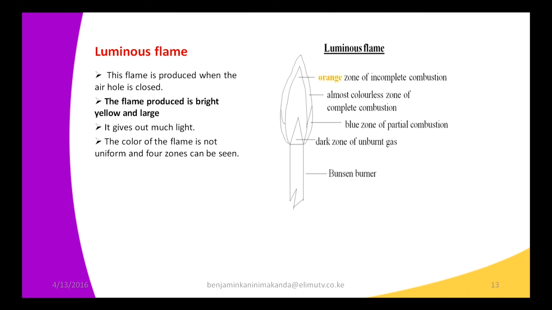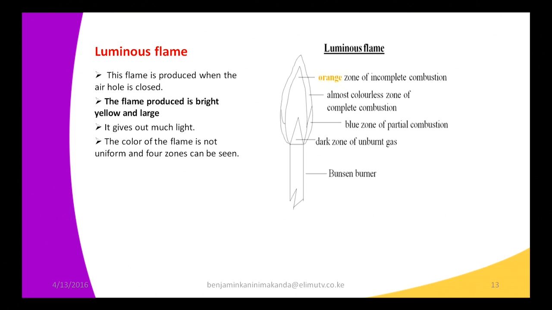Now, looking at the flame, the color is not uniform, and 4 zones can be seen in the luminous flame. These 4 zones can be named starting from the bottom of the flame. At the bottom of the flame we have unburnt gases. That zone is somewhat dark because we have incomplete combustion. And remember, it is the gases that are burning. When the gases burn in a limited supply of oxygen, then incomplete combustion takes place.